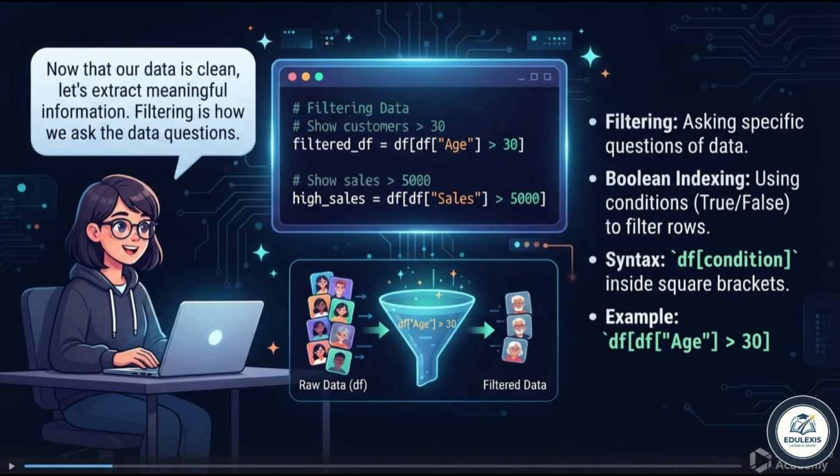Now that our data is clean, let's extract meaningful information. Filtering is how we ask the data questions. Show me all customers from New York or show me sales over $5,000. We use Boolean indexing. You provide a condition, like df['age'] greater than 30, inside square brackets, df[df['age'] > 30]. This tells Pandas, only show me rows where the age column is greater than 30.